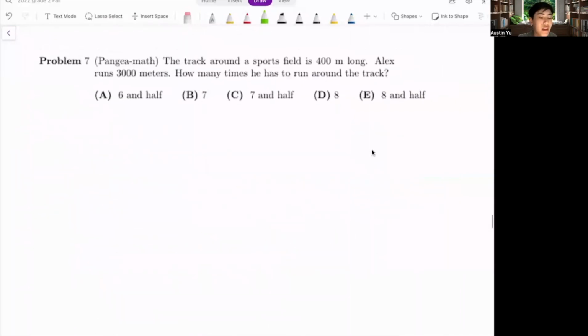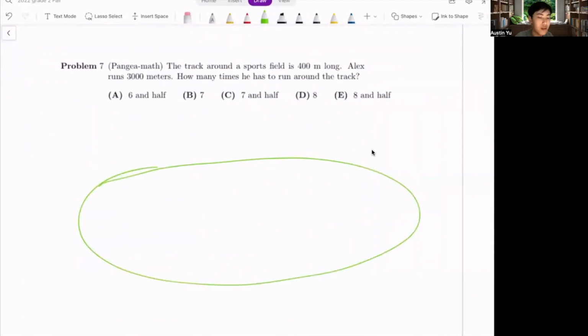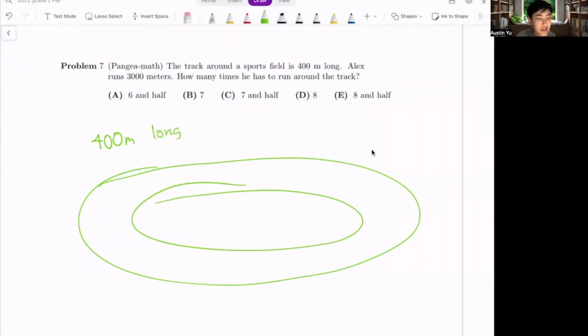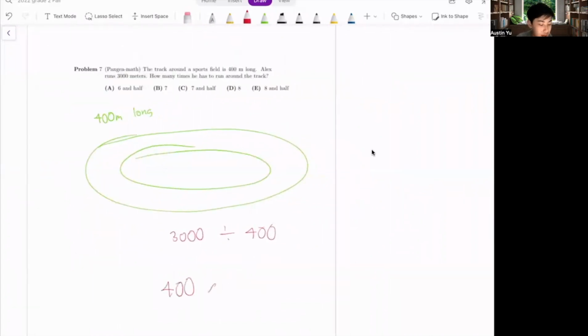Problem 7. The track around a sports field is 400 meters long. Alex runs 3,000 meters. How many times does he have to run around the track? If a track around a sport is 400 meters long, let's see, let's draw it. And Alex has run 3,000 meters. We just divide 3,000 by 400. Or simply put, 400 times some number equals 3,000. So how many times does 400 go into 3,000?